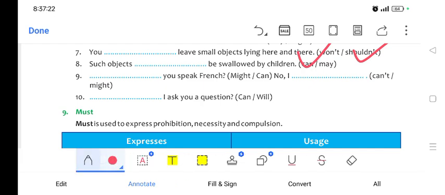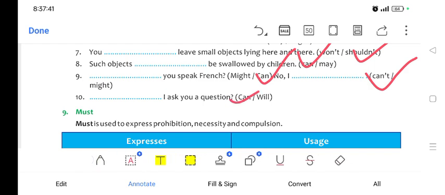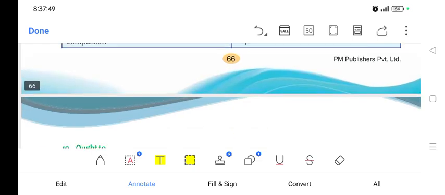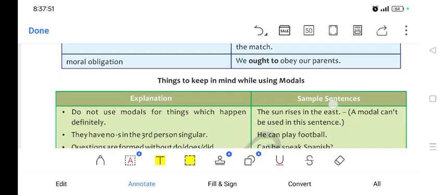Now the ninth one. Ninth is, can you speak French? No, I can't, because you are asking the question using can, so we will put here can't. Now the next is, question tag will take the same tense. I ask you questions, so can I ask you a question? Next, must is used to show necessity, compulsion, prohibition. Ought to is used to show strong possibility or moral obligation.